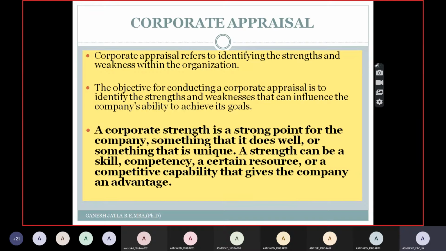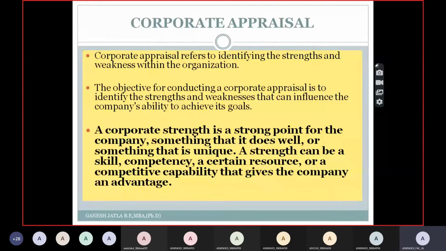So generally, what is the objective of conducting a corporate appraisal is first to understand or identify the strengths and weaknesses which influence the company's ability to achieve its goals. So what are our weaknesses which are stopping us to enter into the market or penetrate into the market swiftly, or what are our strengths? So these are the aspects generally we understand with this particular corporate appraisal. So here we have two aspects. So one is every organization is having a strength as well as weakness.